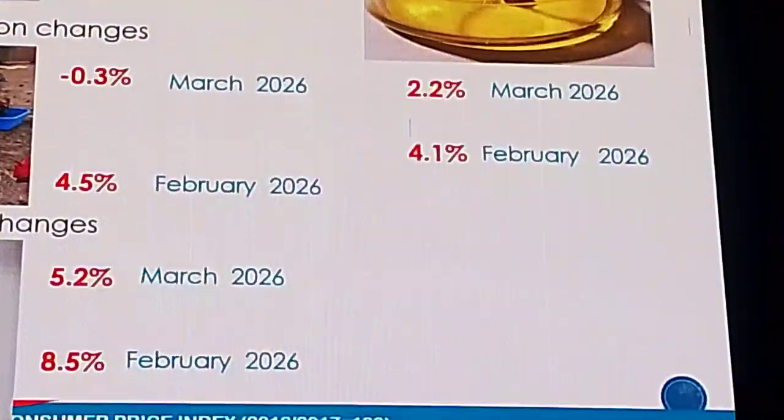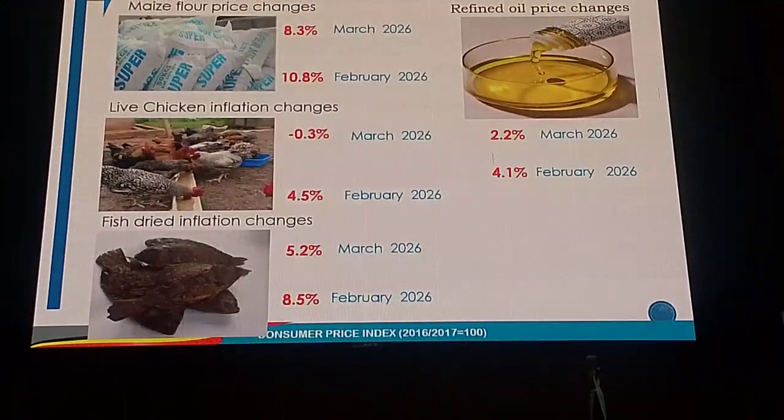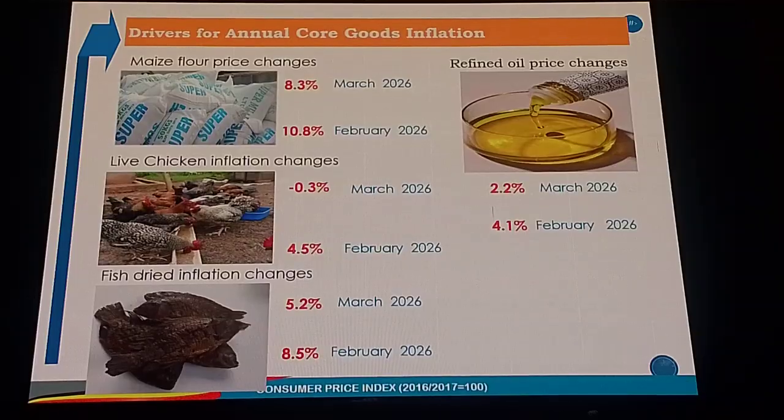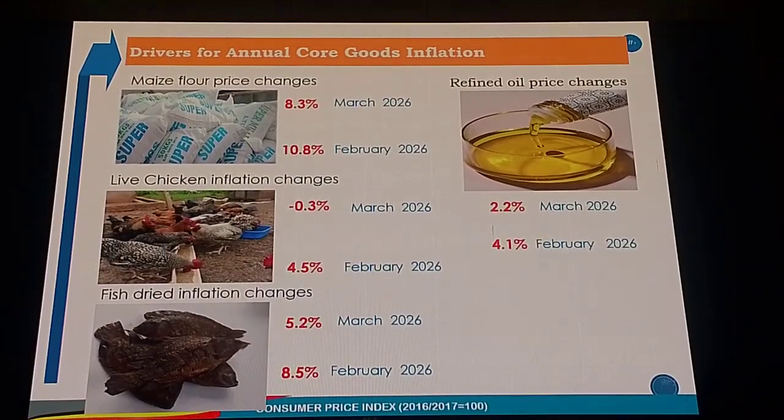We see dry fish inflation also slowing down to 5.2% from 8.5% that was recorded in February 2026. Refined oil, which we normally call cooking oil, also slowed down to 2.2% compared to the 4.1% that we recorded in February 2026.